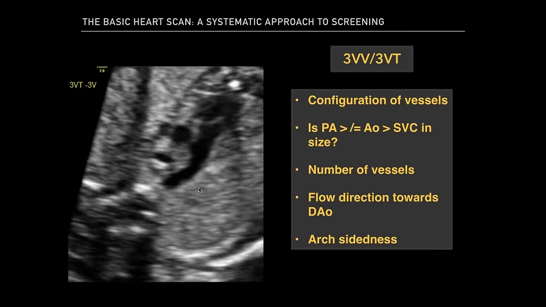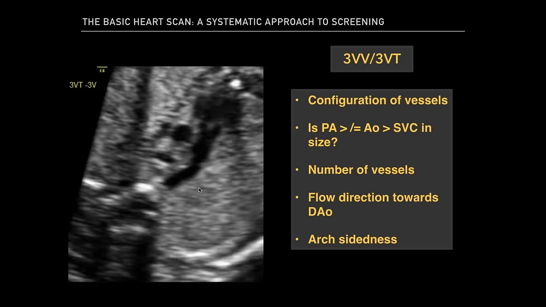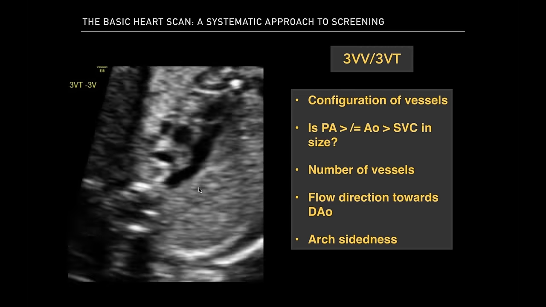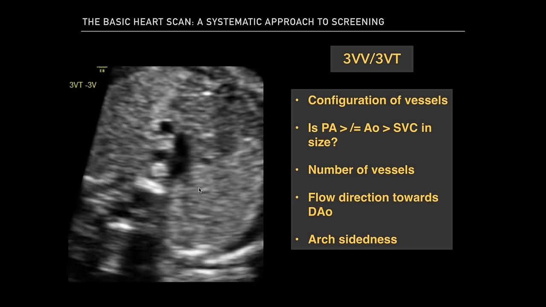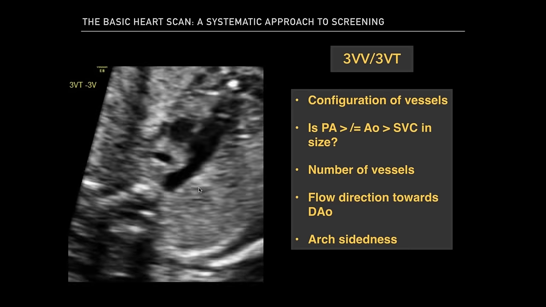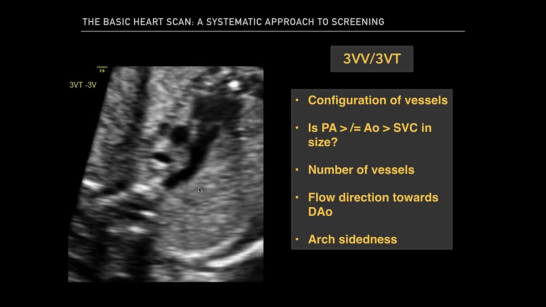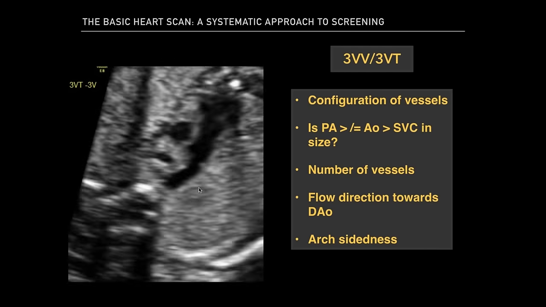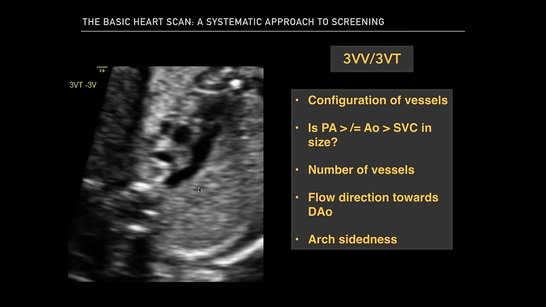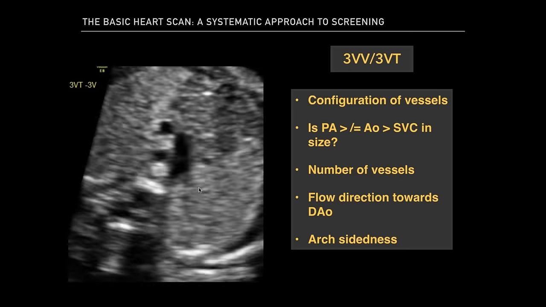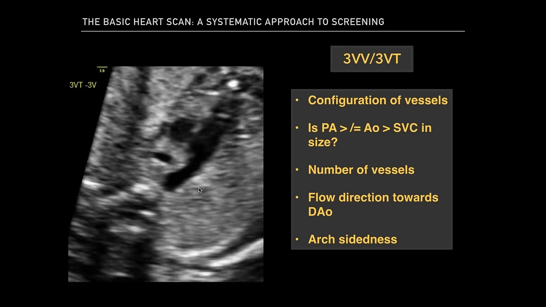So what do you ask yourself when assessing the three vessel trachea view? You want to ask yourself: is the configuration of the vessels correct? Is the PA greater than, if not equal to, the aorta, and the aorta greater than the SVC in size? Is there a correct number of vessels, which should be only three vessels? Is flow direction towards the descending aorta? And is it the correct arch sidedness?